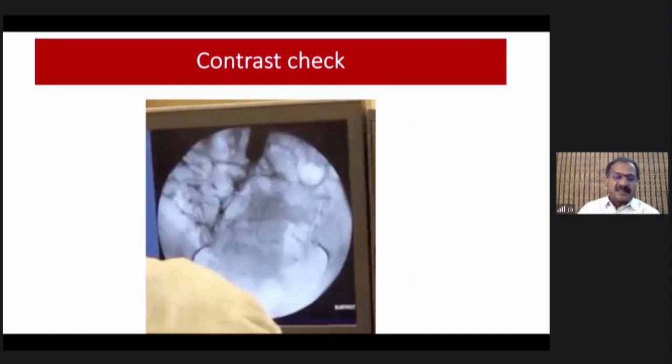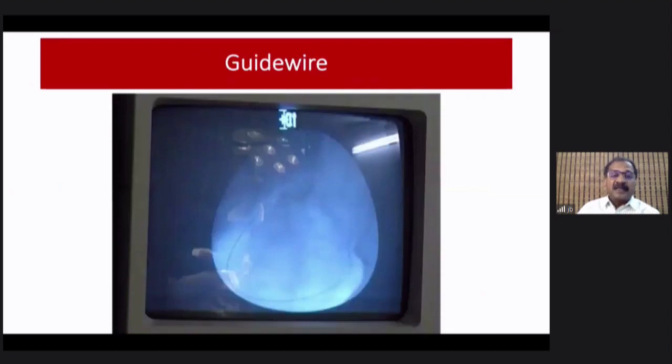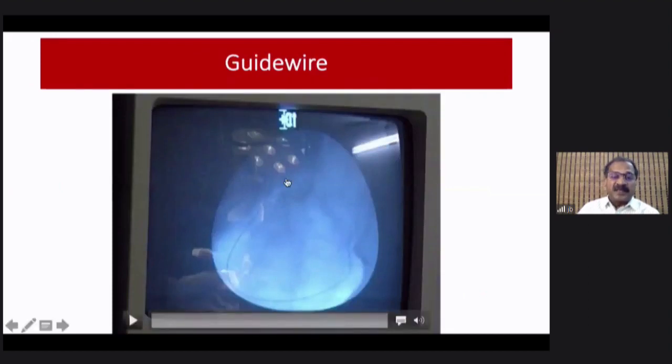And for beginners, we always advocate putting in fluid and separating the bowel. But once you start doing regularly, you may do away with that method. And the position of the guide wire, if you confirm with the fluoroscopy, it is nice. And you see it is taking a gentle curve inside the pelvis, deep inside.